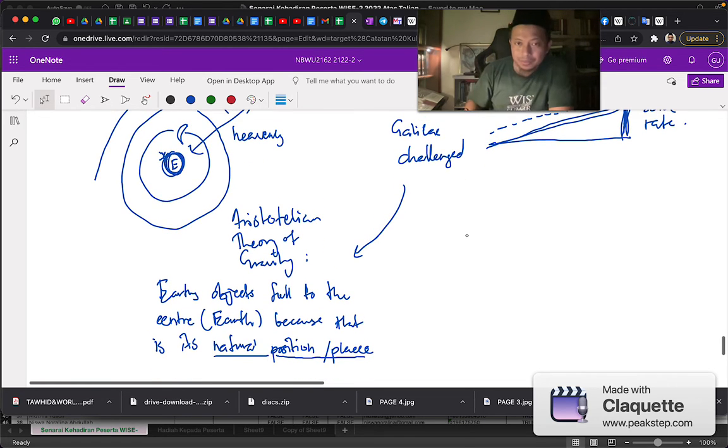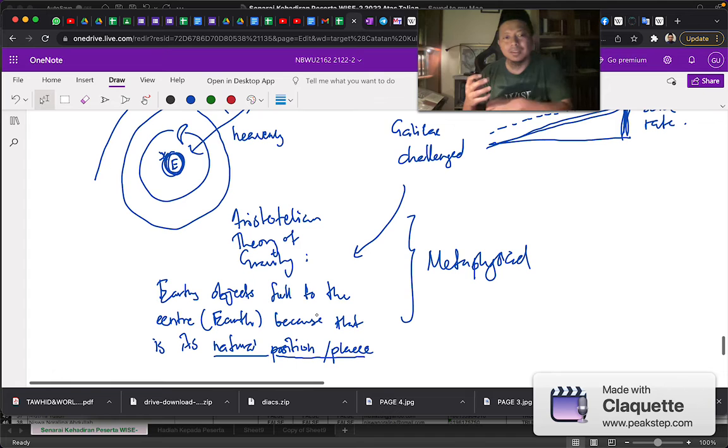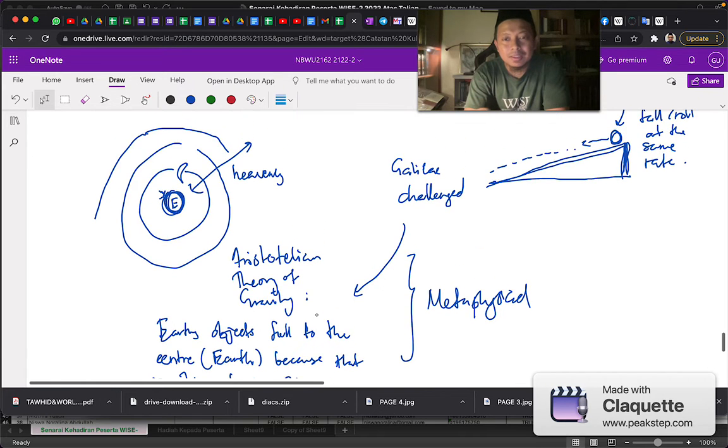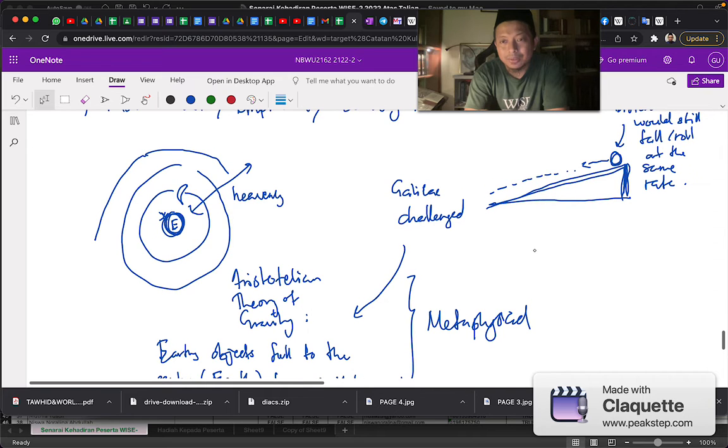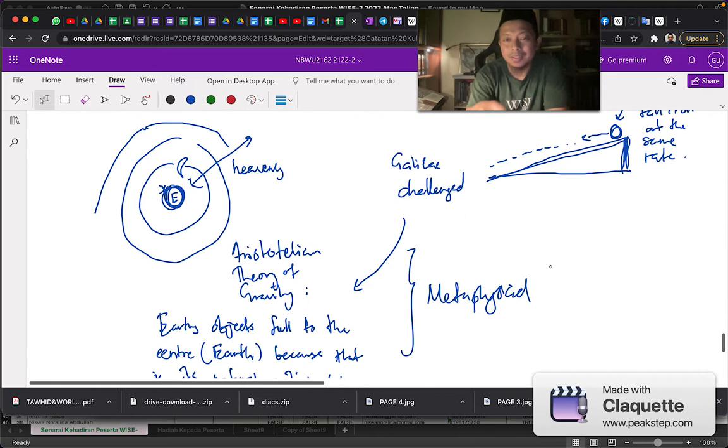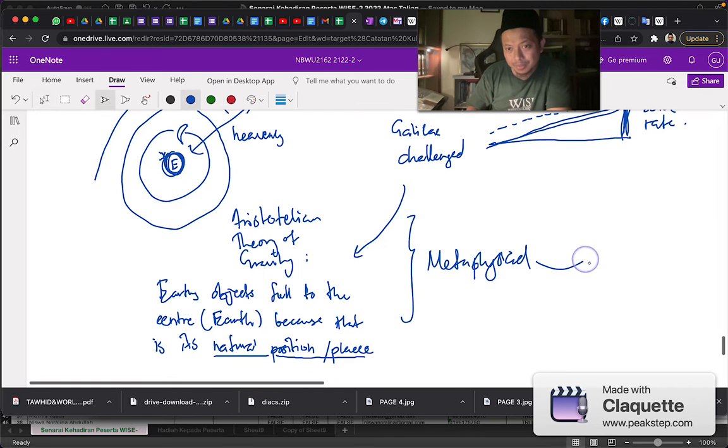So from the point of view of Galileo, this is a metaphysical claim, meaning you can't really check this, you can't verify this. It does not give you a condition where we can have sense data that tells you if this statement is true. It does not give you anything to check with. Either you accept it or you don't. Now, Galileo, in conducting this experiment, is converting this metaphysical claim into something empirical in nature.